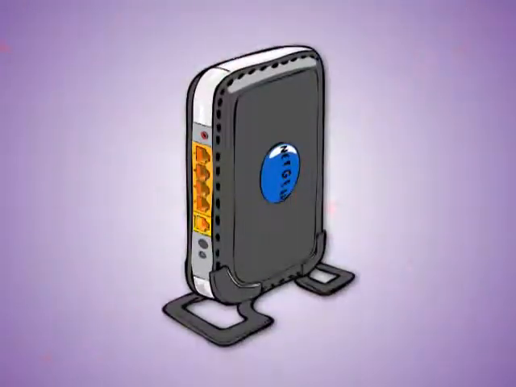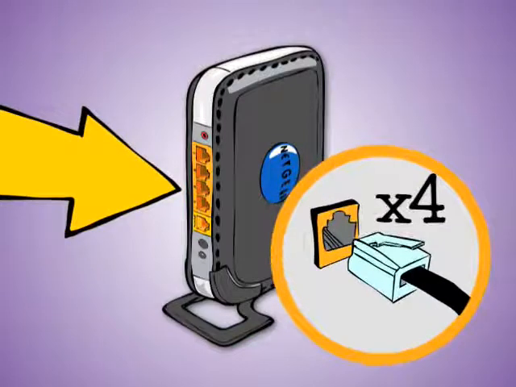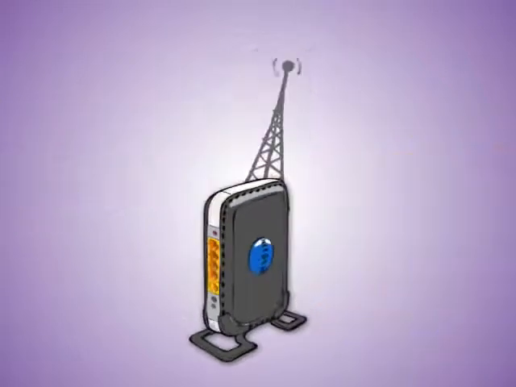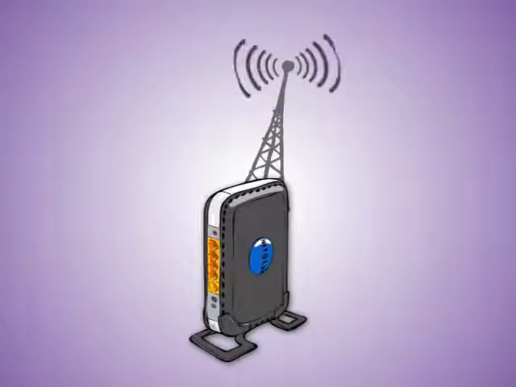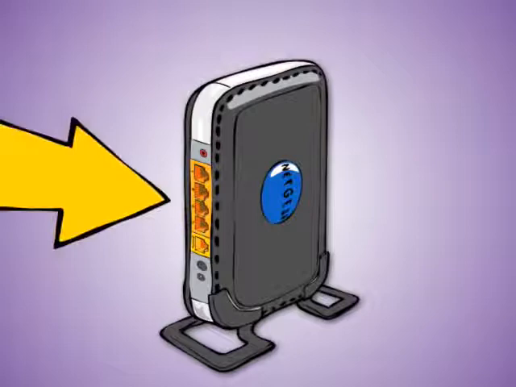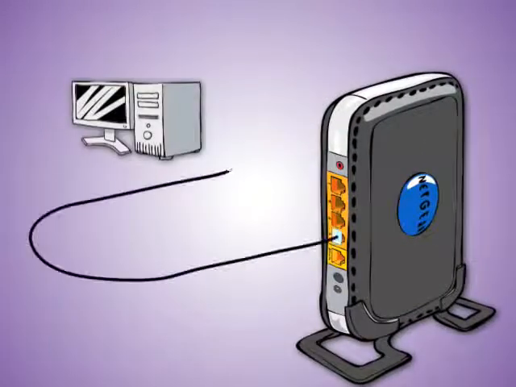Every Netgear home router has a switch with 4 ports built right into it. You can also get wireless routers from Netgear that use radio signals to do the same thing as a switch. But these still have those 4 ports built into them, so you can use wires with them too.